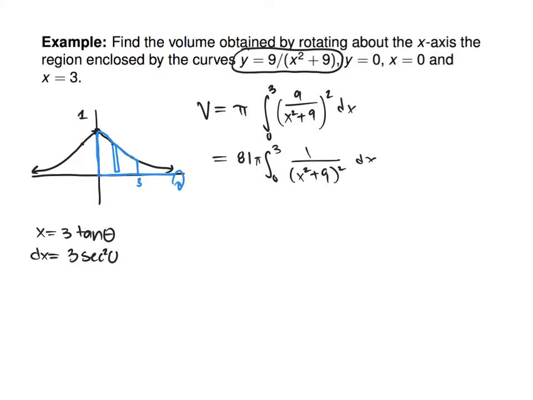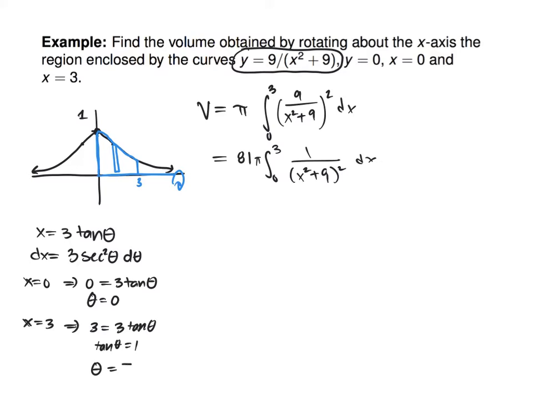3 secant squared theta, and let's just change the bounds because it really is so much easier. If x equals 0, we have 0 equals 3 tan theta. At what angle is that true? And at x equals 3, we have 3 equals 3 tan theta, or tan theta equals 1. So what angle does that happen at? Pi over 4.